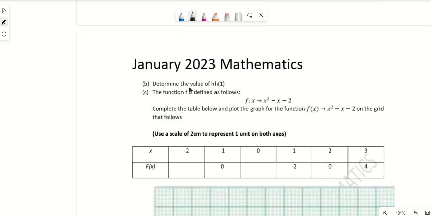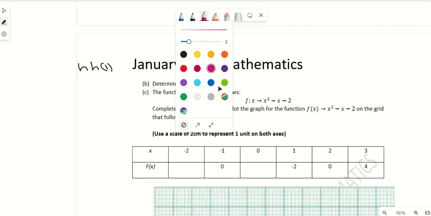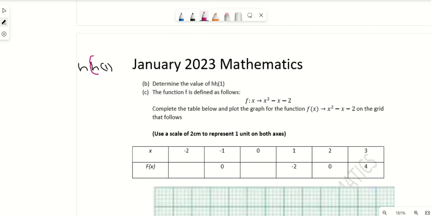Okay, so part B says determine the value of h of x, h of 1. So we have h of 1, and I said whenever we see letters like this, let me just write that over. Whenever we see two letters together like that, we're going to put a bracket in between the two letters, not to differentiate them, but to separate them, right? So we have this here. I'm going to put it in pink just to differentiate.